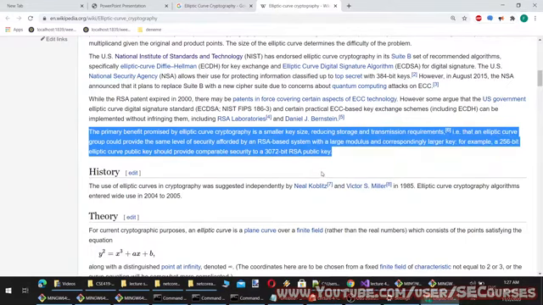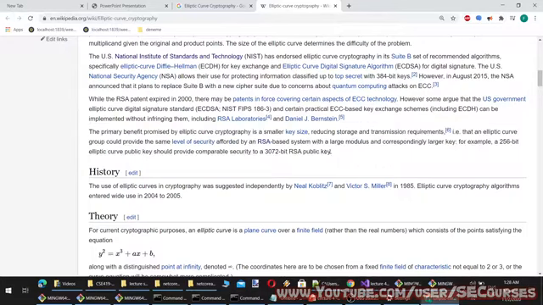The primary benefit promised by elliptic curve cryptography is a smaller key size, reducing storage and transmission requirements. That is, an elliptic curve group could provide the same level of security afforded by an RSA-based system with a large modulus and correspondingly larger key. For example, a 256-bit elliptic curve public key should provide comparable security to a 3072-bit RSA public key. So you see this is a huge number, and the same security can be obtained with elliptic curve cryptography with just 256.